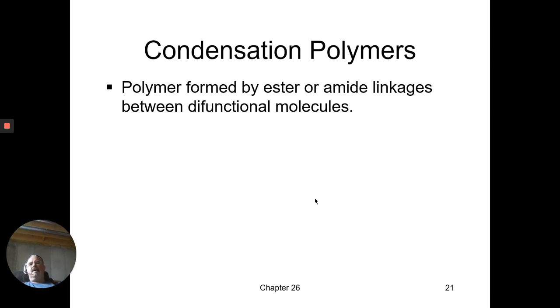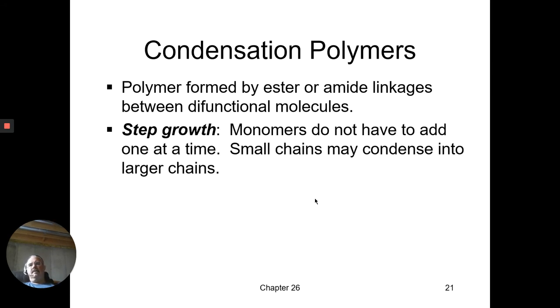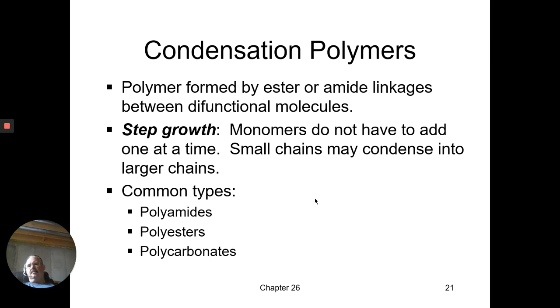Condensation polymers are those that are formed by ester or amide linkages between difunctional molecules. Monomers do not have to add one step at a time. Small chains may condense into larger chains. The common types include polyamides, polyesters, polycarbonates, and polyurethanes.